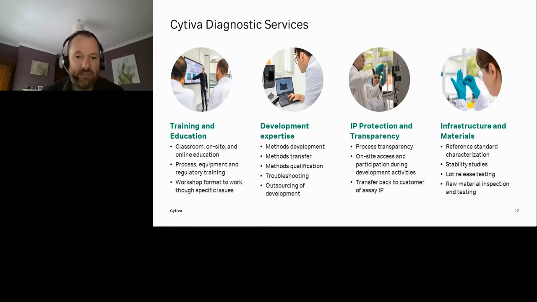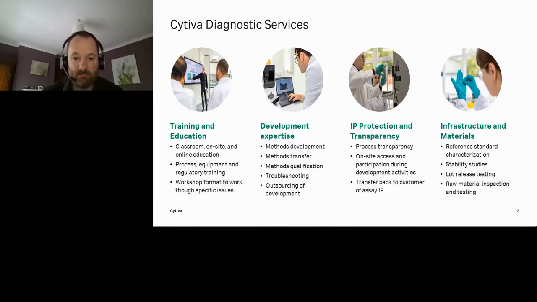The second element of the service is the development expertise. So again, several different forms this could take. So it could be methods development. So we can help you create SOPs or bring this rigor to your process, which was mentioned earlier. We can look at methods transfer. So we can help you go from a development size product into a manufacturing size project, or we can help transfer you into a contract manufacturing organization. There's methods qualification, so we can help you with your validation and verification of your designs.